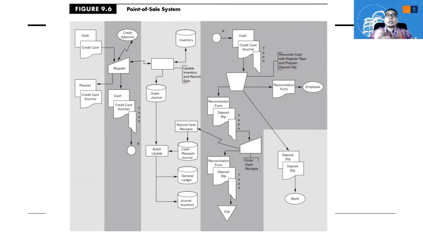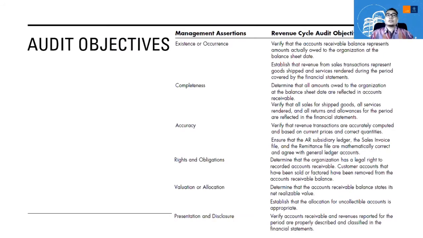The question is, how can we audit this type of information system? Now, first, if you still remember in your auditing class, we need to define the specific audit objectives for the revenue cycles. We have the existence and occurrence, completeness, accuracy, rights and obligations, valuation or allocation, and of course, last is the presentation and disclosure. And for each of these management assertions, we need to define the specific audit objectives.